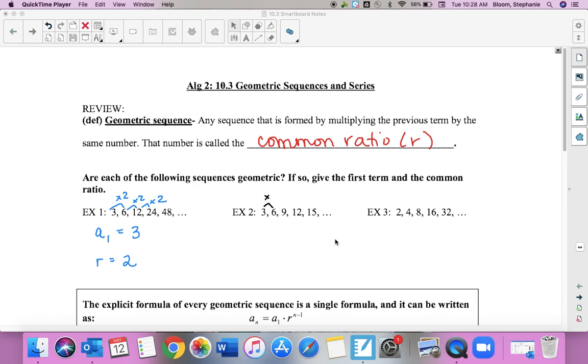So 3 to 6 would be multiplying by 2. 6 to 9, you can't multiply by 2, right? These are all like we're adding. The pattern here is adding 3. We know that addition is not a geometric sequence. Instead, this would be an example of an arithmetic sequence. And then lastly, from 2 to 4, we can multiply by 2, and that pattern holds true all the way through. My first term is 2, and my common ratio is 2. Okay?